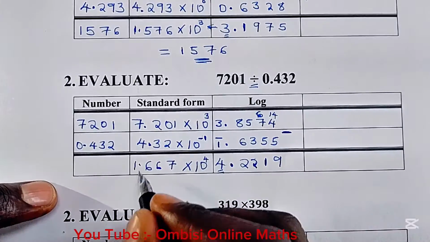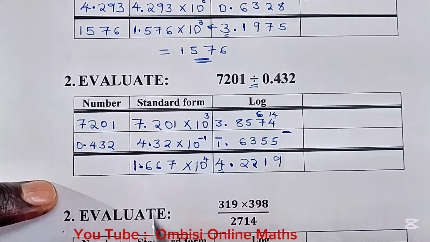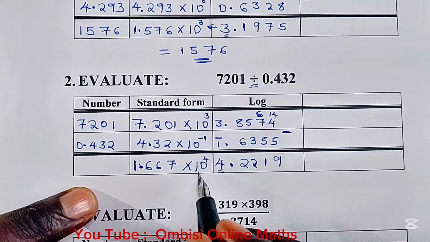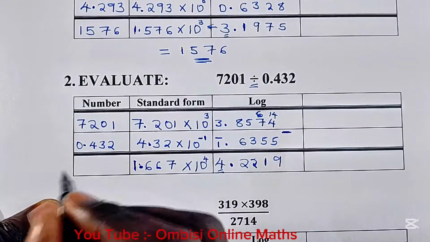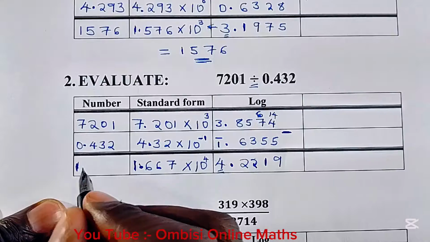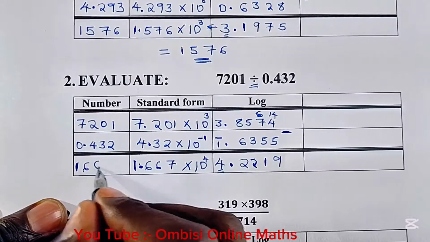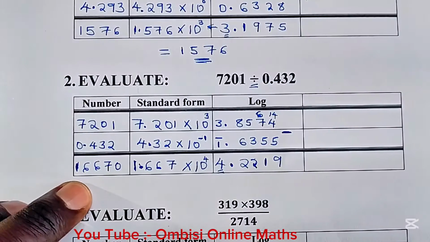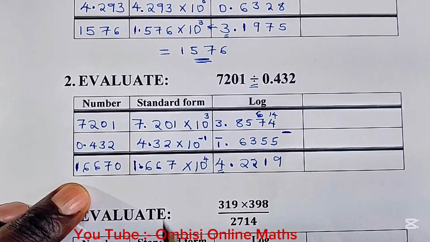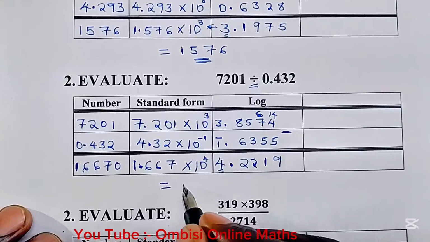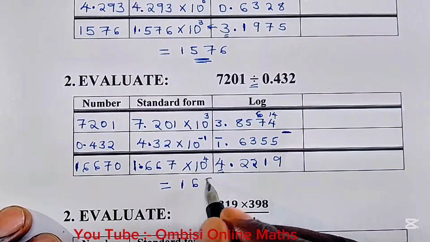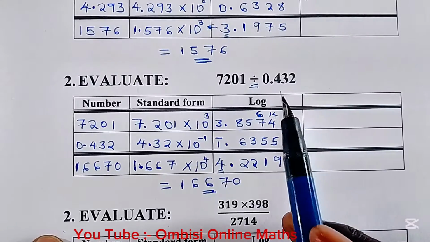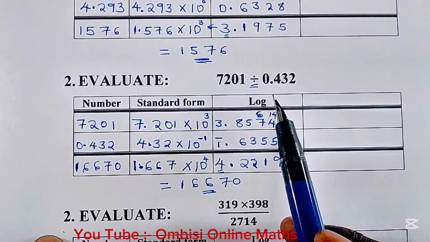1.667. Now, 1.667 times 10 raised to 4 translates to 16,670. So the answer to this particular question is 16,670. So you have used mathematical tables to evaluate this particular sum.